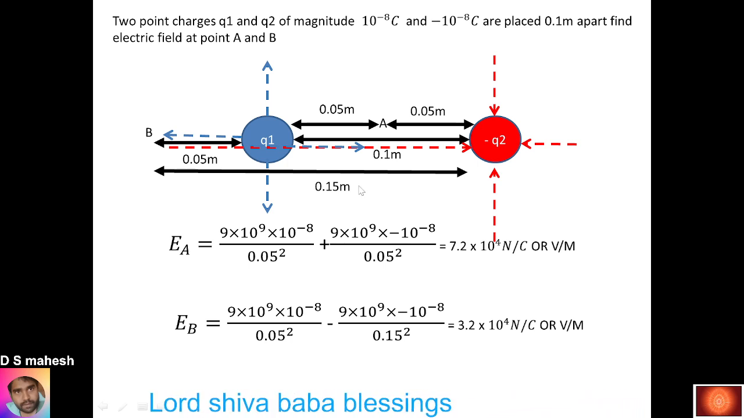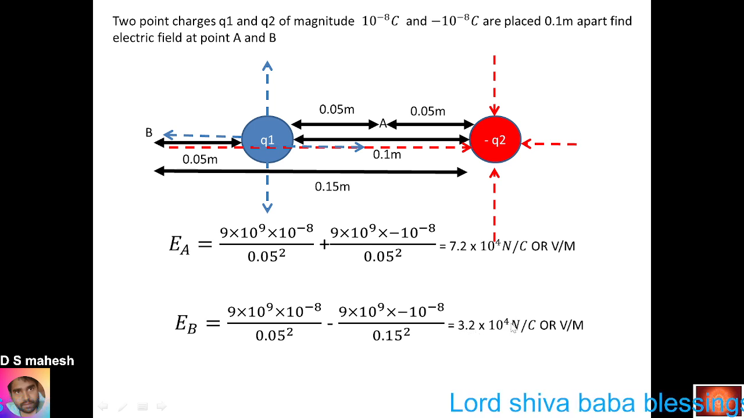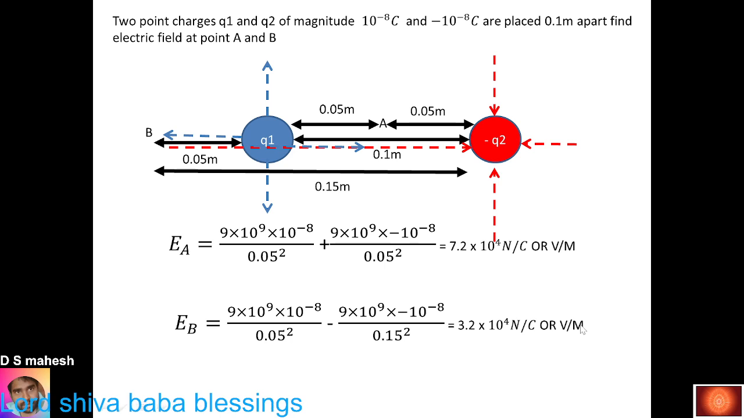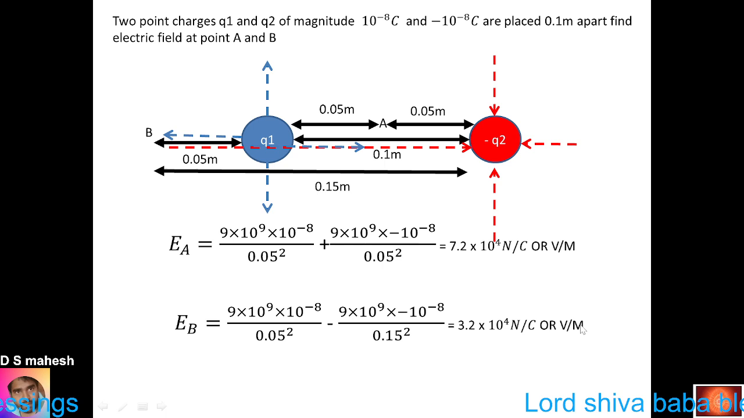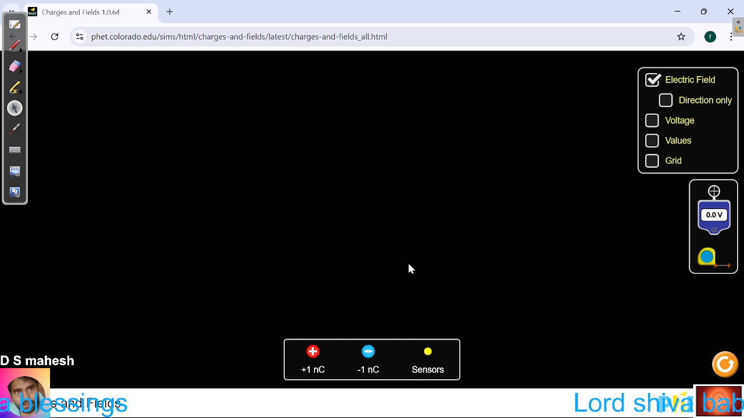So this arrow direction, that is the electric field line direction, gives you the direction and the formula gives you the magnitude. So the answer would be 3.2 into 10 to the power of 4 Newton per coulomb or volt per meter. So now you are aware of how to calculate the electric field magnitude at any distance from any point charge, along with its direction by knowing its electric field lines. I hope you have understood this concept. Thank you.